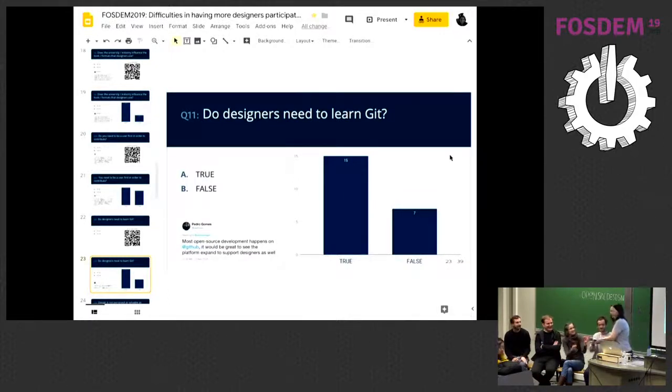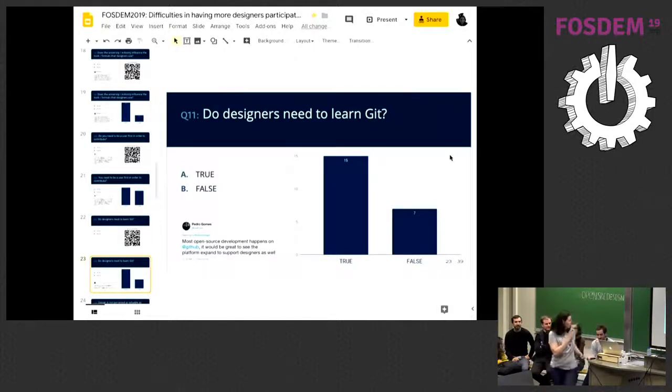Can I say something very quickly? I don't think they have to, but they definitely should. Git is an amazing tool. When I learned Git, I wasn't really learning about Git. I wasn't even learning about version control. I was learning about design as my design material. And that was really powerful. So I think they should. They don't have to, though.